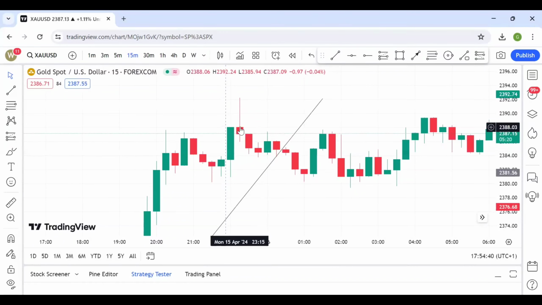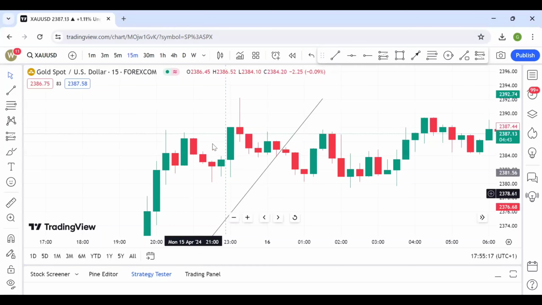The moment the shooting star was formed, like I always say, before you trade this kind of signal, you must wait for the next candle to give you confirmation. You can see this candle gave a go ahead, further confirmation that this shooting star is going to hold. Since this candle closes below the low of this shooting star, that is confirmation number one.